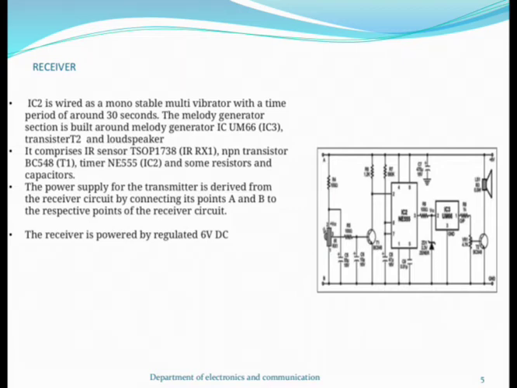The power supply for the transmitter is derived from the receiver circuit by connecting its points A and B to the respective points of the receiver circuit. The receiver is powered by regulated 6-volt direct current.